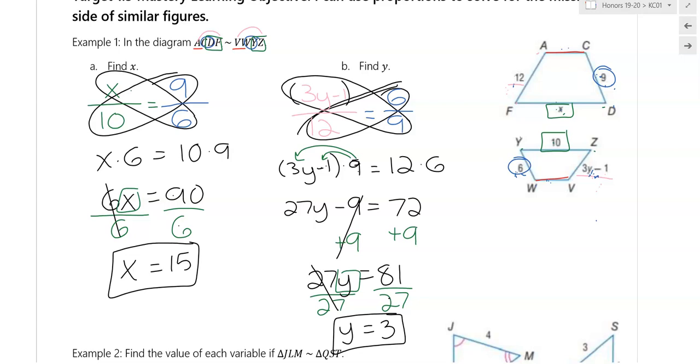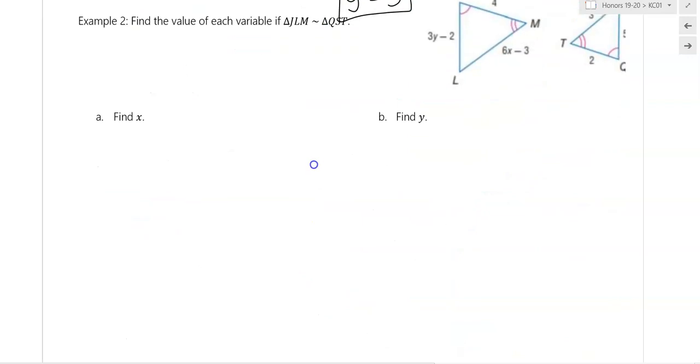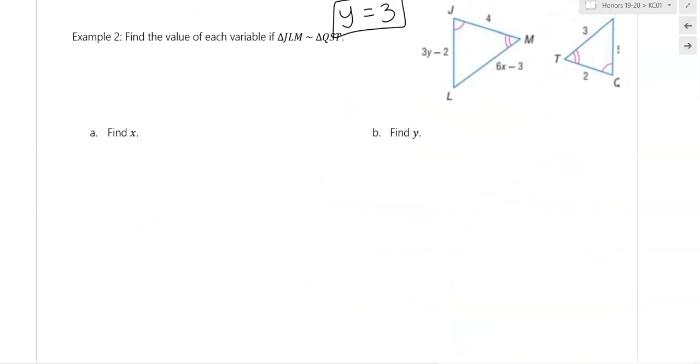So x equals 15 and y equals 3. All right, looking at our next problem, very similar. Find the value. Okay, I'm going to start by doing the same thing. First we have JL, then Q to S. So if I go J to L, that's this side. Q to S is this side. It did cut it off on yours, and it looks like that's supposed to be a 5. So go ahead and write that 5 in on your paper since it got cut off.